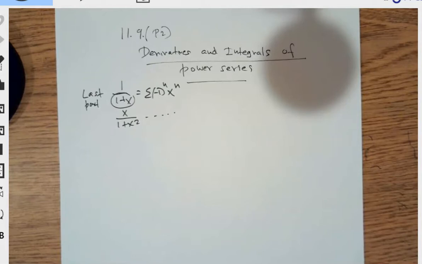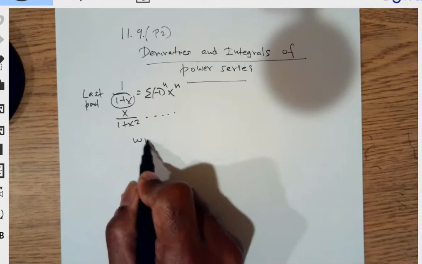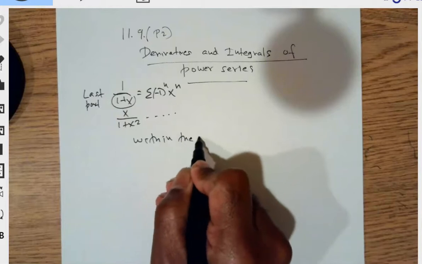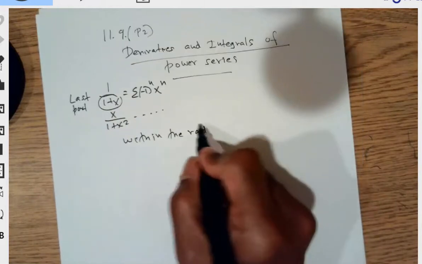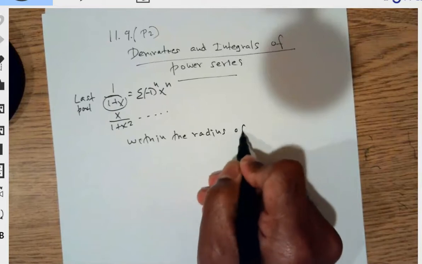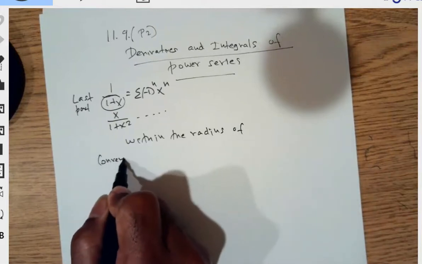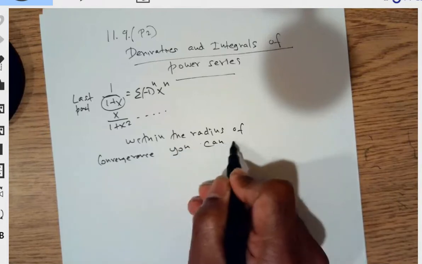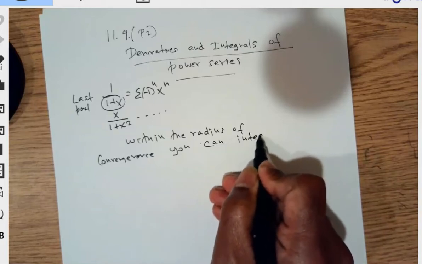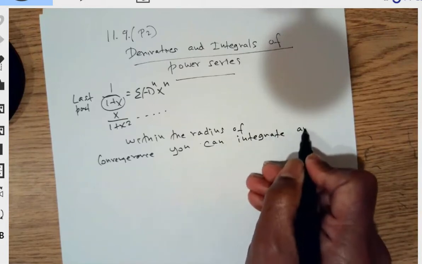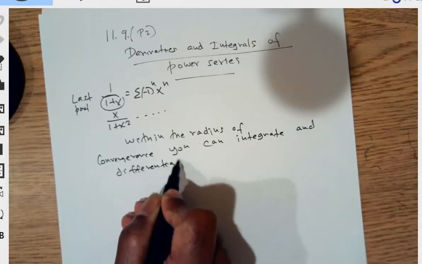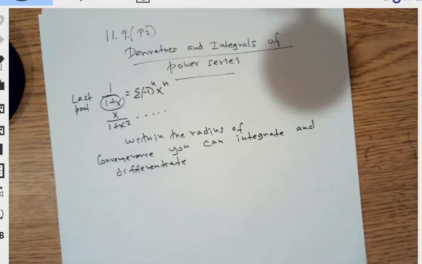within the radius of convergence, you can integrate and differentiate, which is kind of cool because it'll probably help you get new functions. Okay, so let's do an example right away.